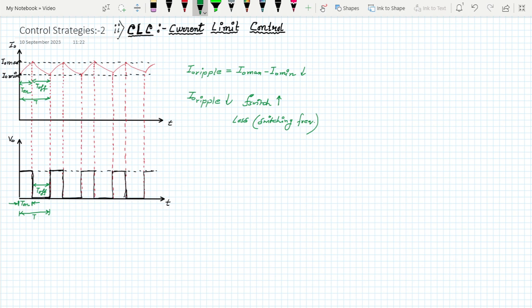Okay, so this is one disadvantage, that it will create the switching losses, and for this current limit control strategy, we need a feedback loop and a triggering circuit. It is very important for this type of control, and so this control strategy is complex. That means it requires feedback circuits and triggering circuits. So this will create complexity, but compared to PWM it is far better. Okay, so this is for the CLC control systems.